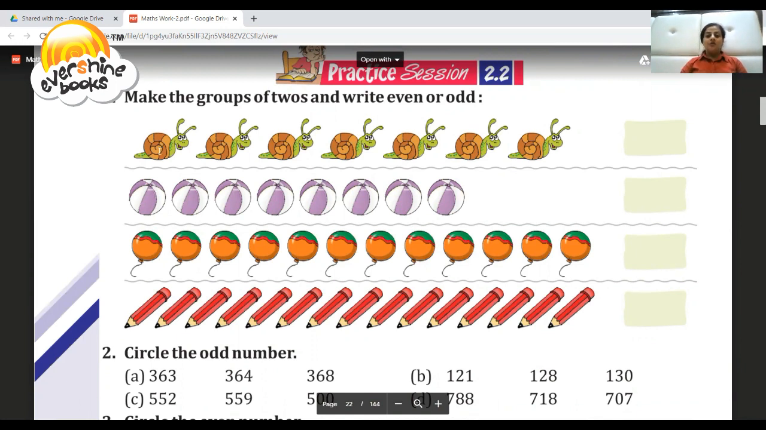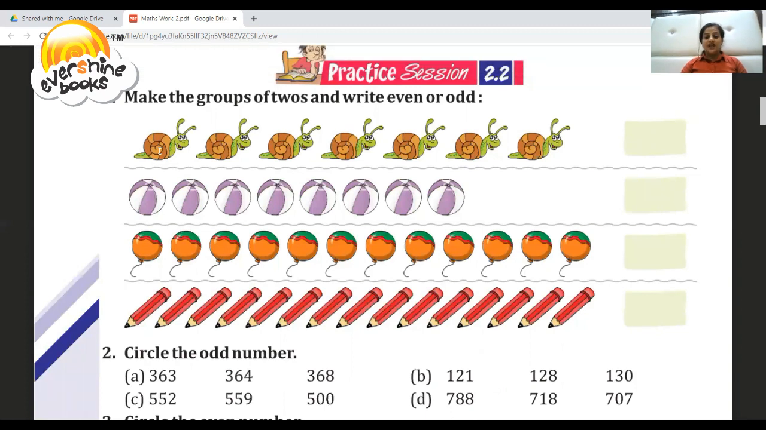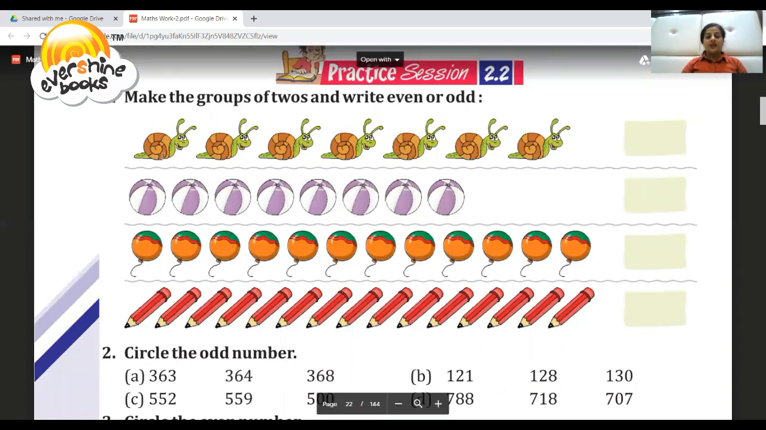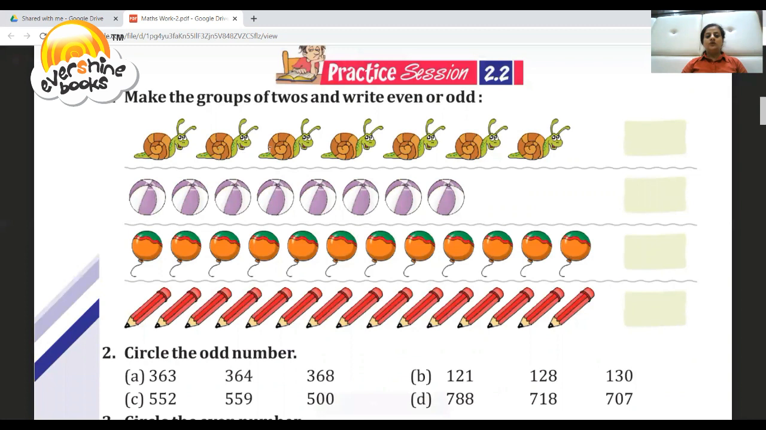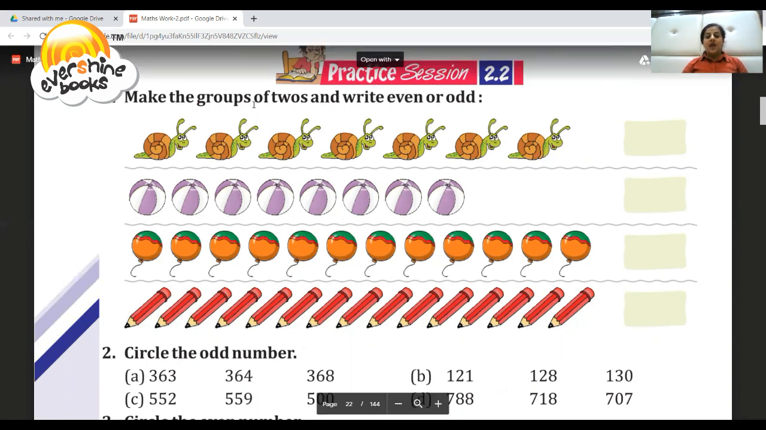So let us count first of all. Here numbers are given. Here a scrolling creature, a snail, is there. We are going to count it. 1, 2, 3, 4, 5, 6, 7. It is 7 and it has 3 pairs. How are we going to make the pairs? Like this. We are going to make circles in that.